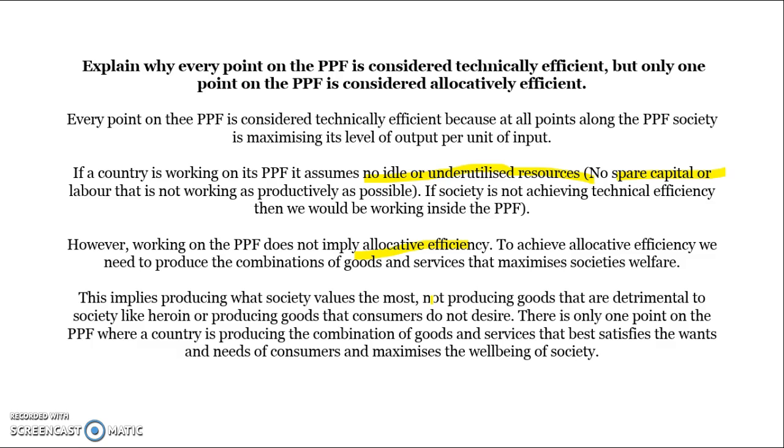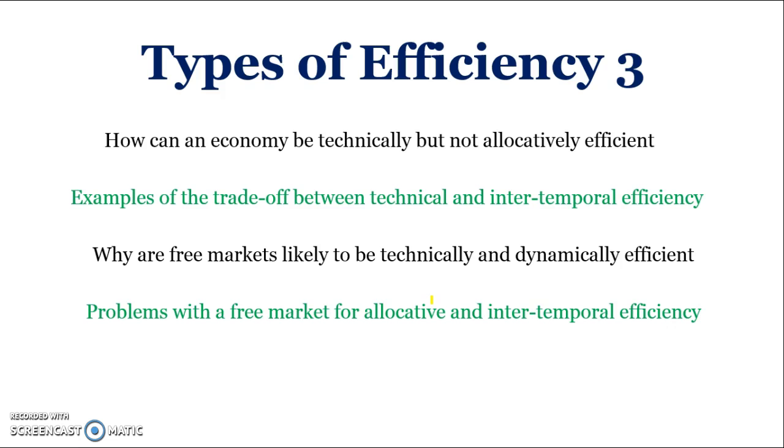For example, we may be producing heroin. We talk about extreme goods that are bad for our health, and therefore that's not maximising allocative efficiency. We'll talk about the types of efficiency 3, where we look at dynamic and allocative efficiency, and the trade-off between technical and intertemporal efficiency in the last video.